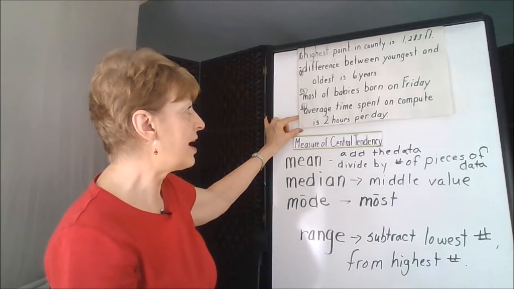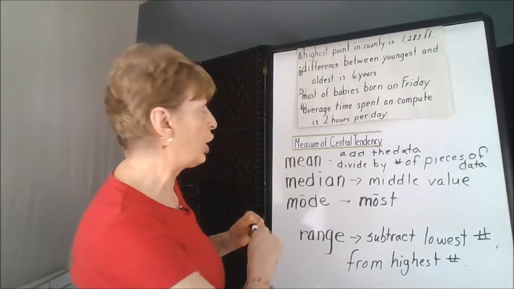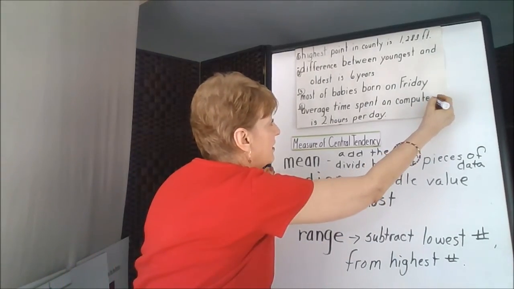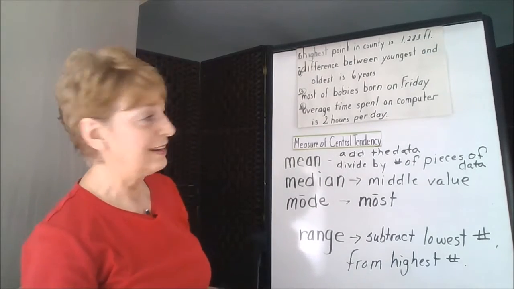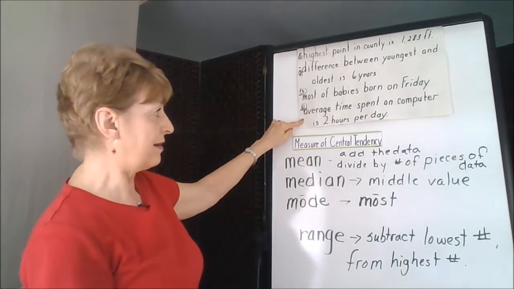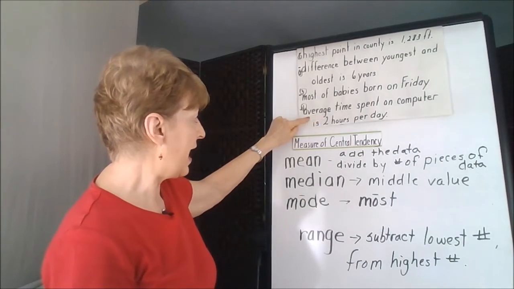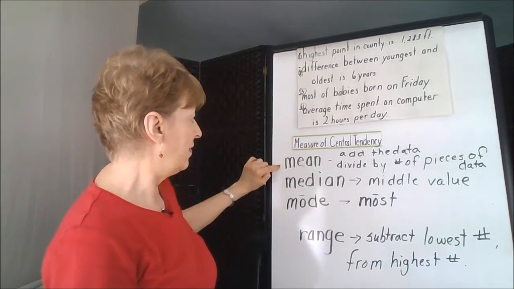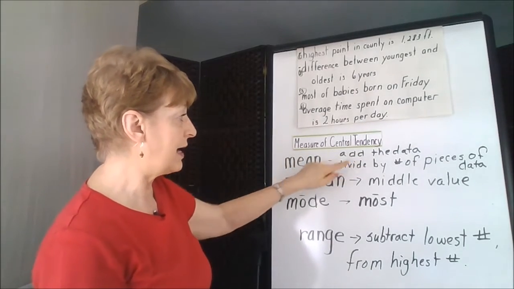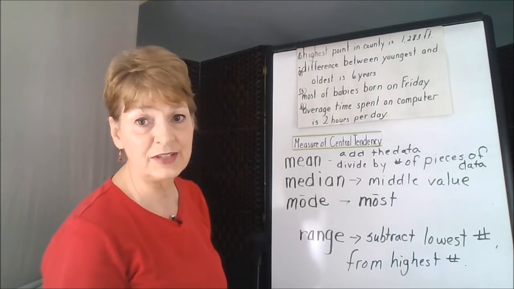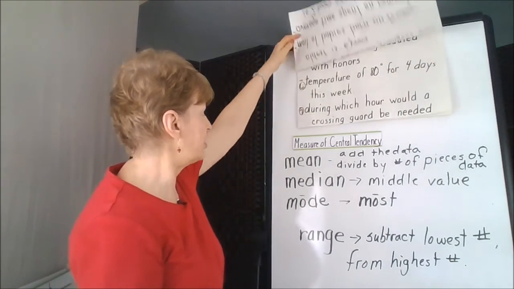The average time spent on the computer, this should be computer. I hope you filled in that R in your head. The average time spent on computer is 2 hours per day. So here we have average. That would be the mean, because this is what we're actually doing. When you add the data and then divide by the number of pieces of data, you're finding the average. So number 4 would be average.